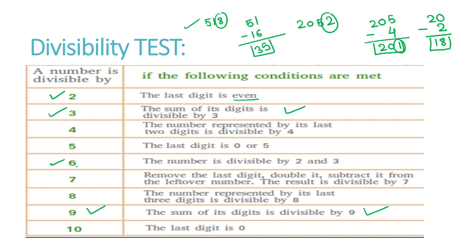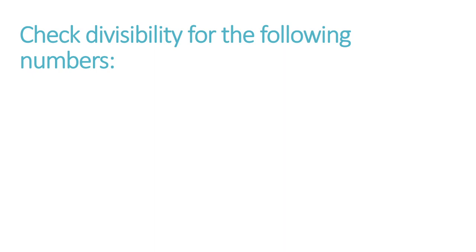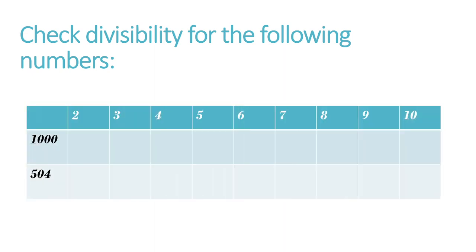Okay, that's going good. Let me just give you a basic example. You just have to check the divisibility for this number. If I give you 10,000, you just have to tell me whether it is divisible by 2. What do you have to check? You just have to check the last digit. The last digit must be an even number. Yes, 0 is an even number.